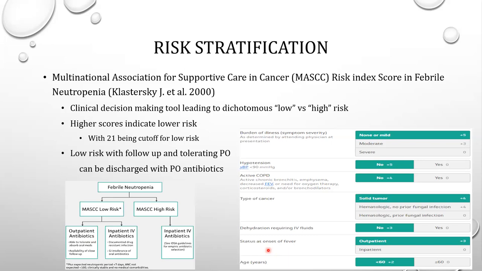This had a specificity of actually 68% for significant bacterial infection, a sensitivity of 71%, but did have a positive predictive value of 91% in the low-risk patients. This was recommended by IDSA since 2002 for the evaluation of febrile neutropenia with level B evidence so far.